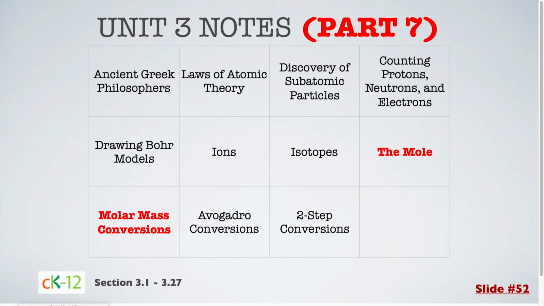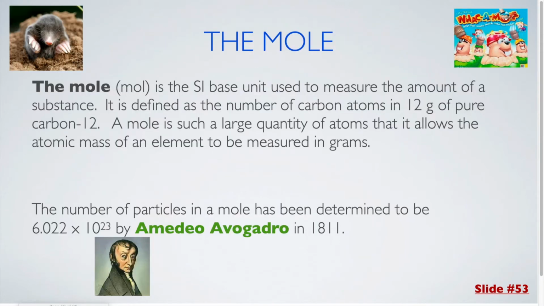In Part 7 of the Unit 3 notes, we will be discussing the mole and molar mass conversions. The mole, or mol, is the SI base unit used to measure the amount of a substance. It is defined as the number of carbon atoms in 12 grams of carbon-12.